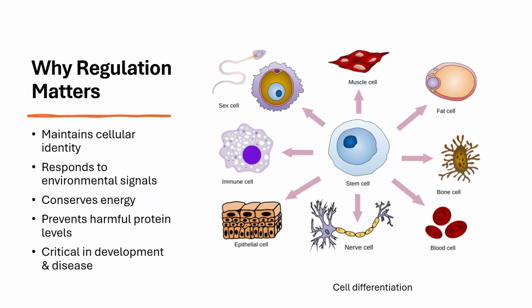Gene regulation allows cells to specialize, ensuring the correct proteins are produced for each cell type's function. It also enables organisms to respond to stress, nutrient availability, and external signals. By preventing excessive protein synthesis, regulation saves energy, a major concern for living systems.